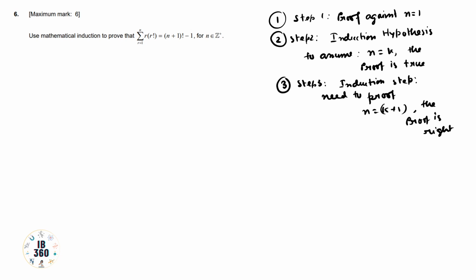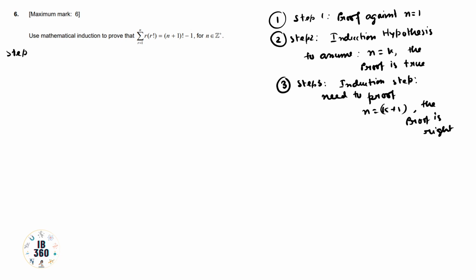The first step is proof for n equals 1. The second step is induction hypothesis. In this step we need to assume that for n equals k the particular proof is correct. And the third step is called the induction step, and in this step we need to prove that for n equals k plus 1 the proof will be right. So after all these things, if for n equals k plus 1 also the proof is right, then we can say that LHS equals RHS, proved. Okay, now we will move towards the first step.